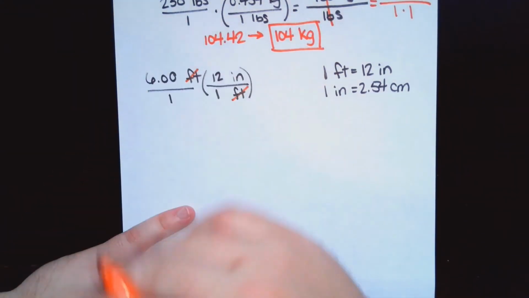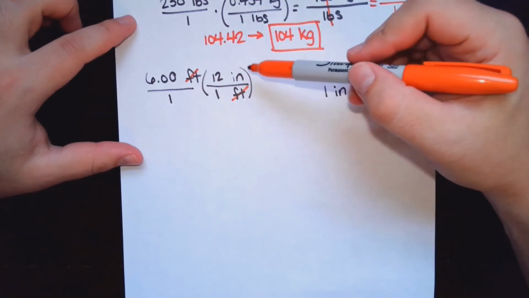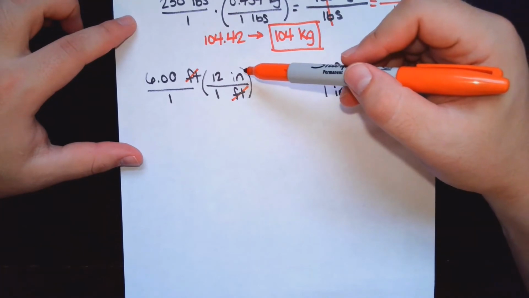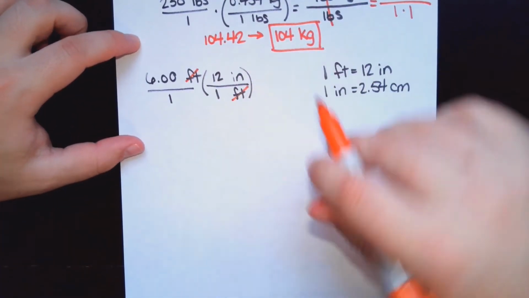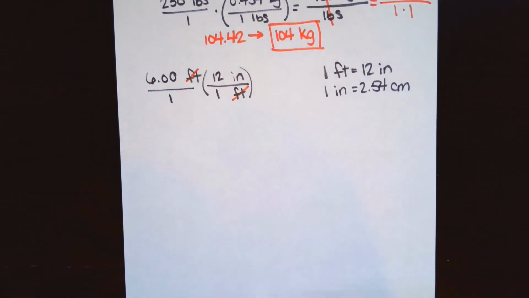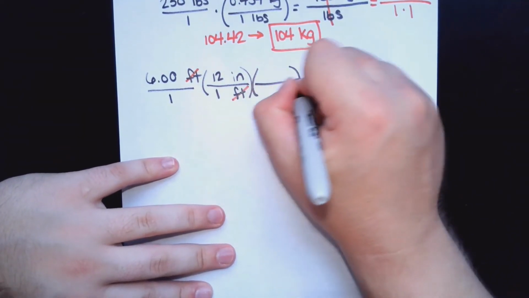So if you want to cancel along the way, that can help you, because now just look at any units you don't have canceled out. In this case, it's only inches. And that means that your current unit, after doing this math, is inches. So it's just a way of keeping track of your units. So now we're in inches. We have to set up another conversion factor to get into centimeters. So now we need to cancel out the inches that we just got.